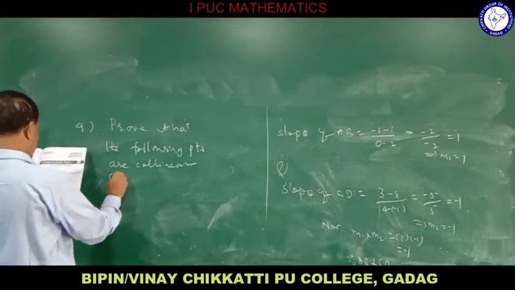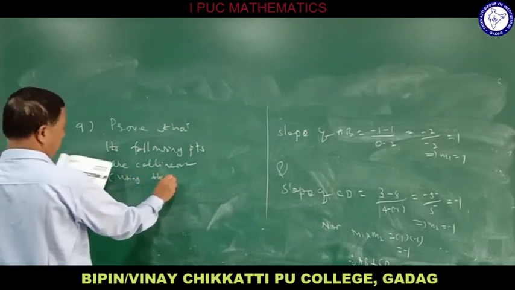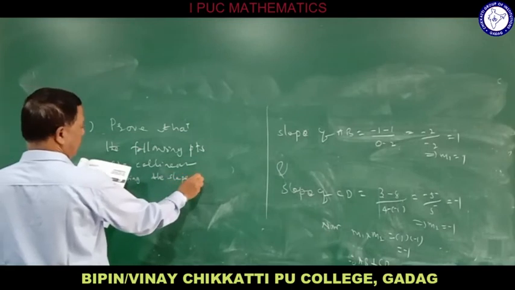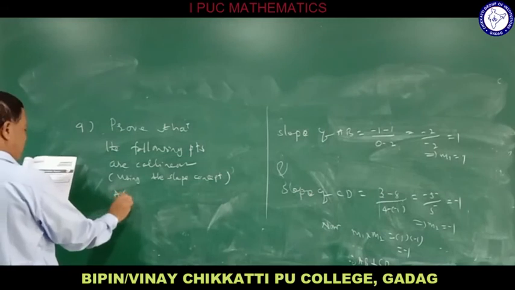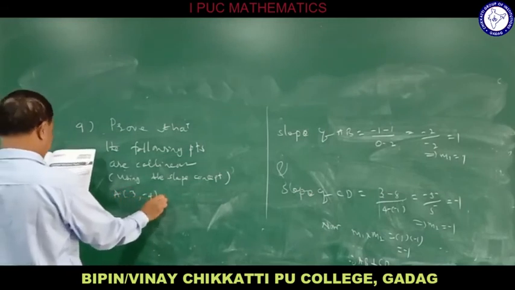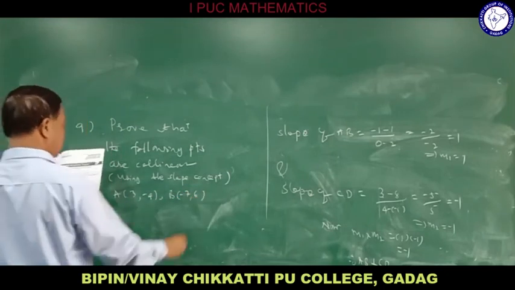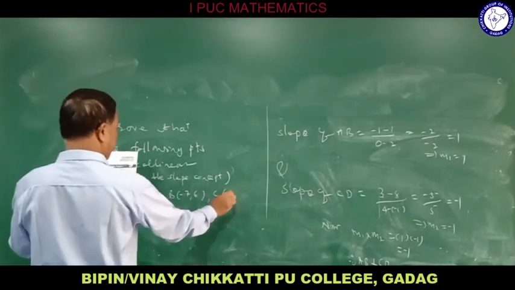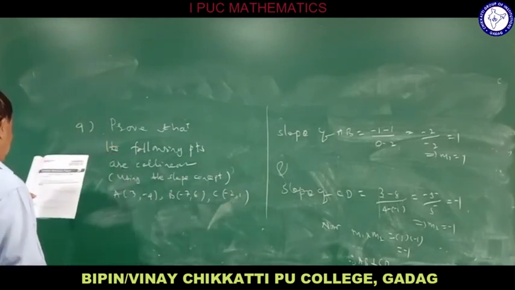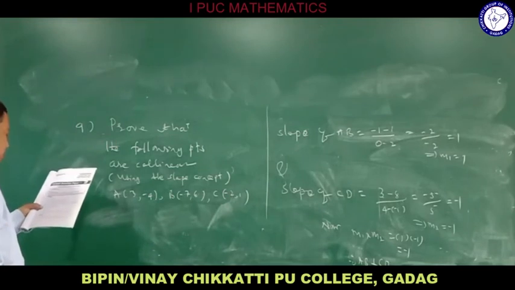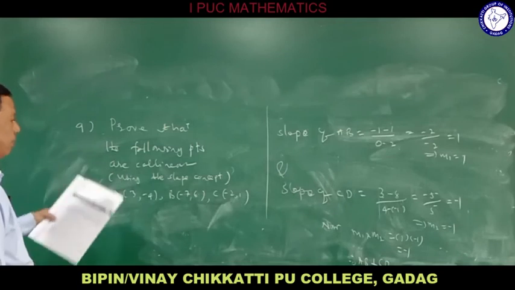Using the slope concept, the points are A(3, -4), B(-7, 6), and C(-2, 1). The question is to prove the following points are collinear using the slope concept.